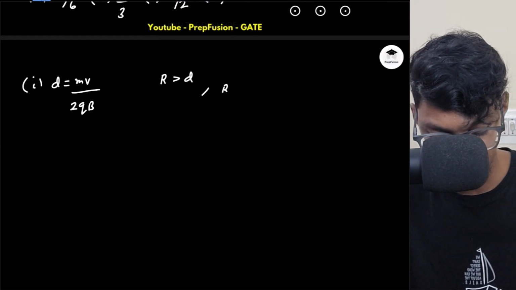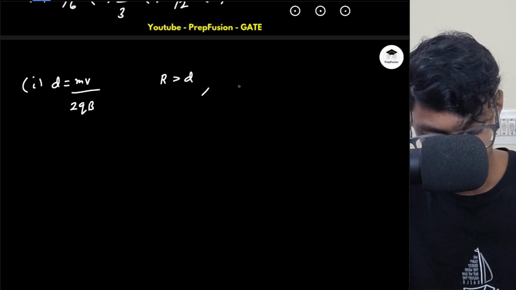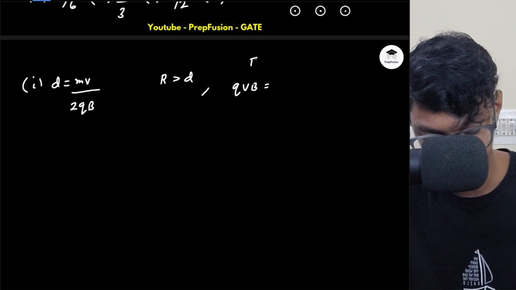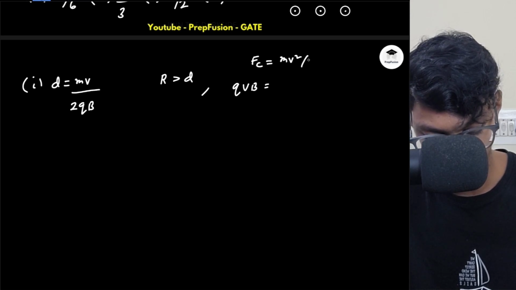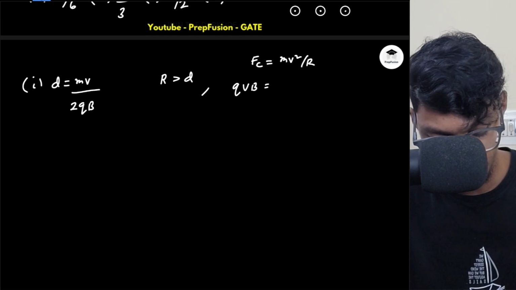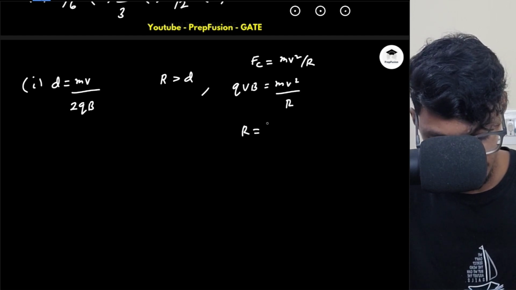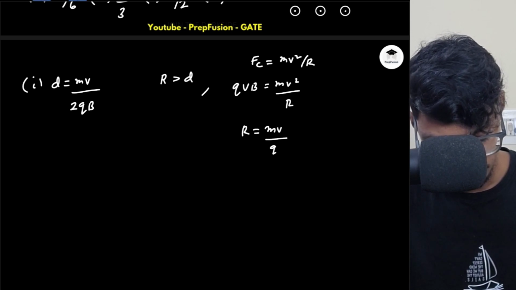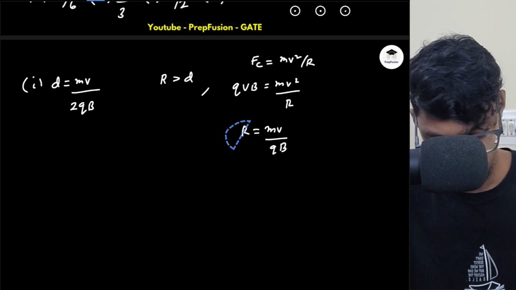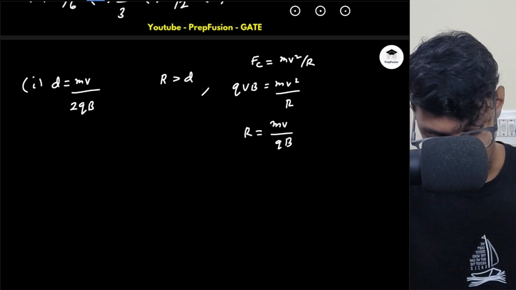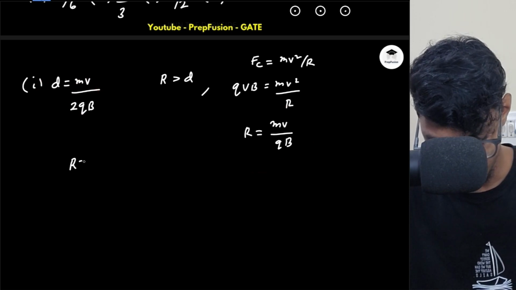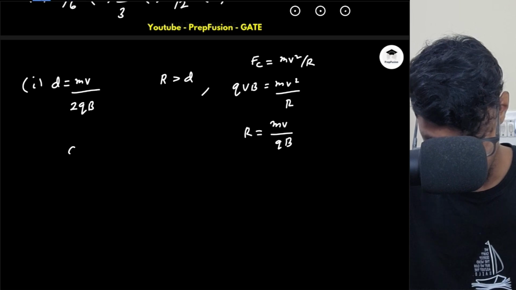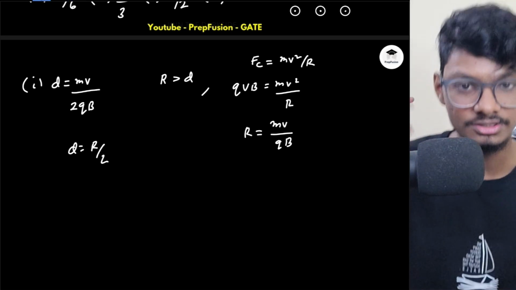So what is my radius of curvature? Again, I will use the simple formula. What is the formula? Fc is equal to Fc, equal to mv squared by R. So my qvB equals mv squared by R. So my R is mv by qB. My R is actually greater than D, as D is equal to R by 2. So D is less than R, so it will get deflected.